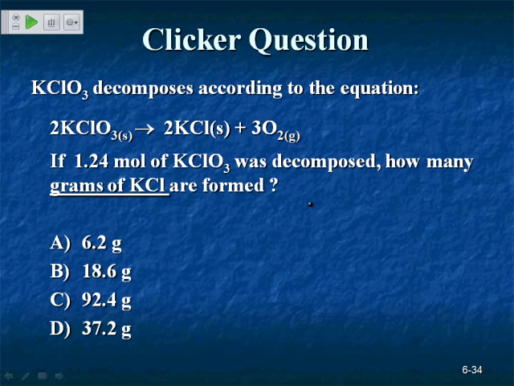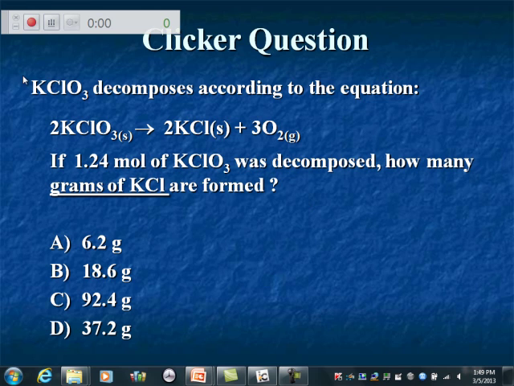So I have done some of the steps for you. I have done that first step. If I were to give you mass of potassium chlorate, I already have converted that to moles. So you need to do only from the second step. Okay, I have given you the moles of the reactant, not the mass of the reactant. So I have done one step for you.